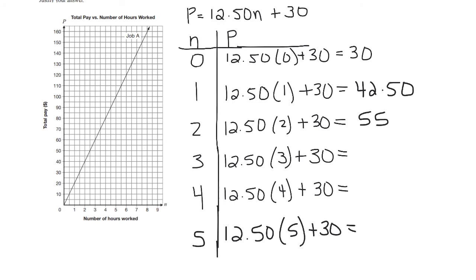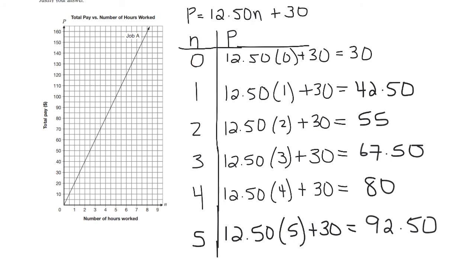For 3 hours, that would be $67.50. For 4 hours, that would be $80. And for 5 hours, that would be $92.50. So these numbers are going to represent coordinate points that we can now plot onto our grid. So we have our first point located at 0 and 30, and then our next point at 1 and 42.50, 2 and 55, and so on.